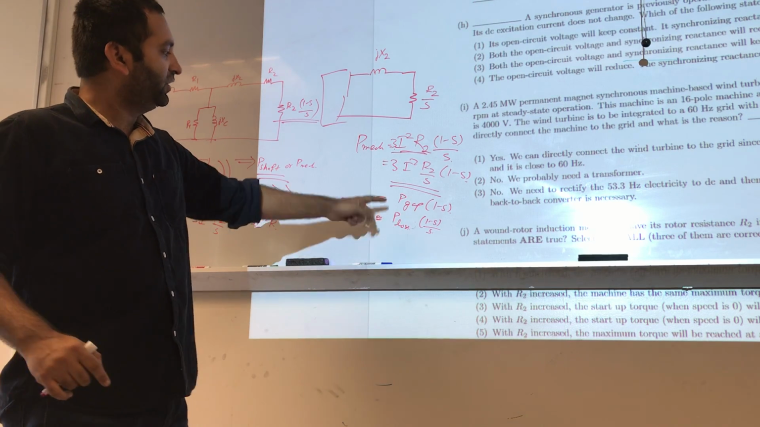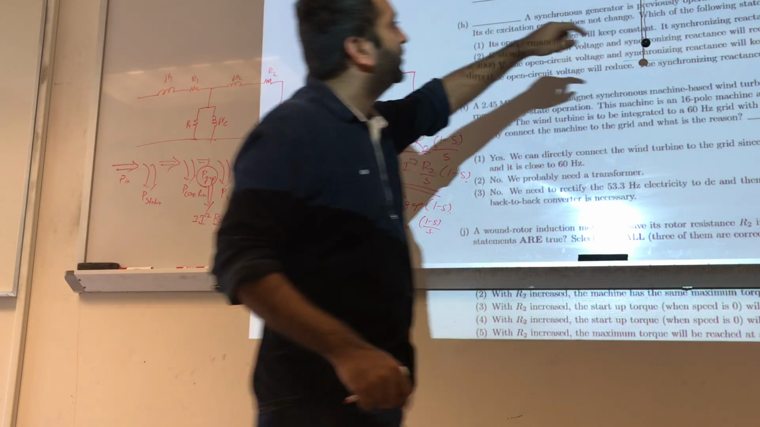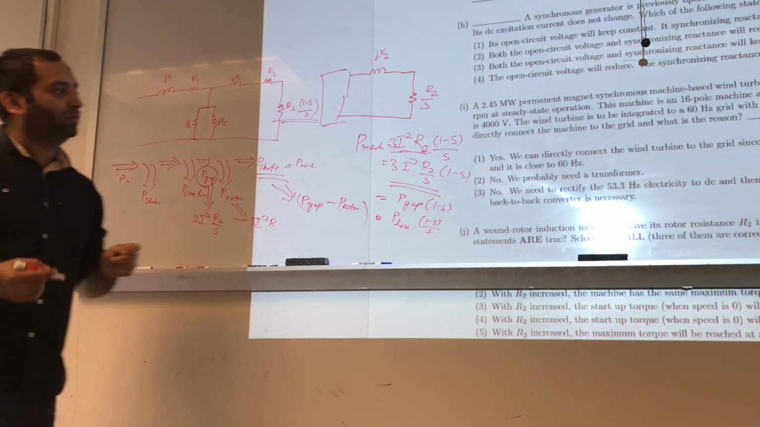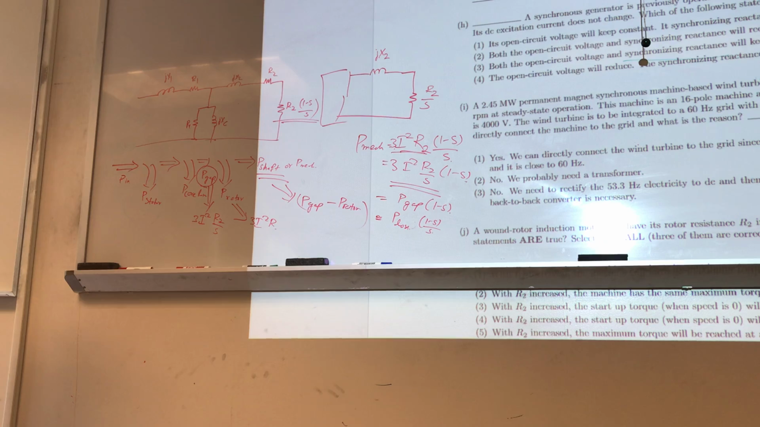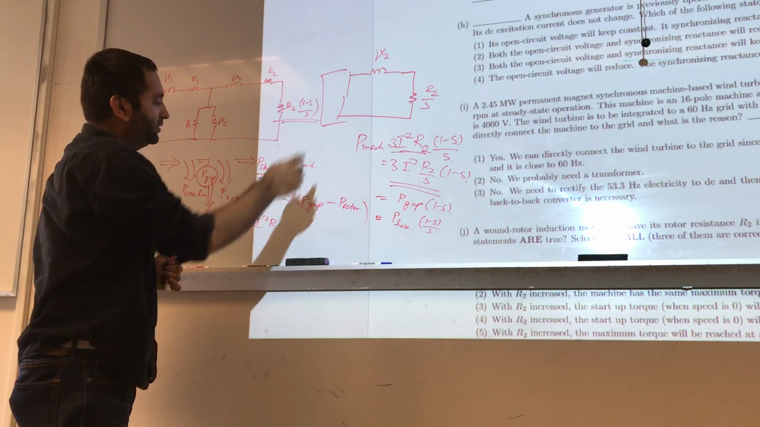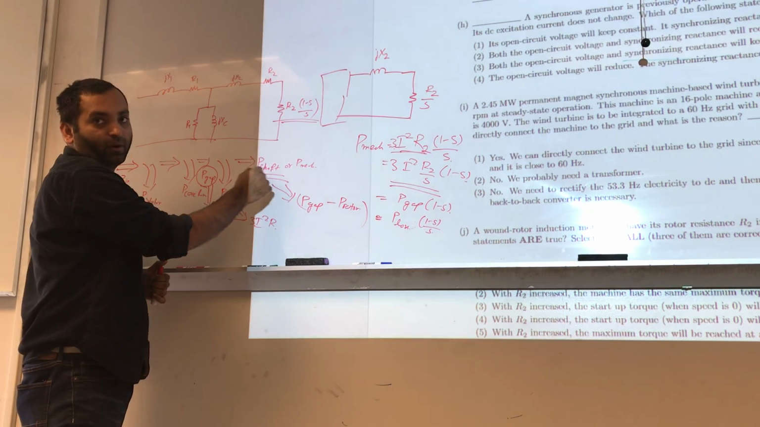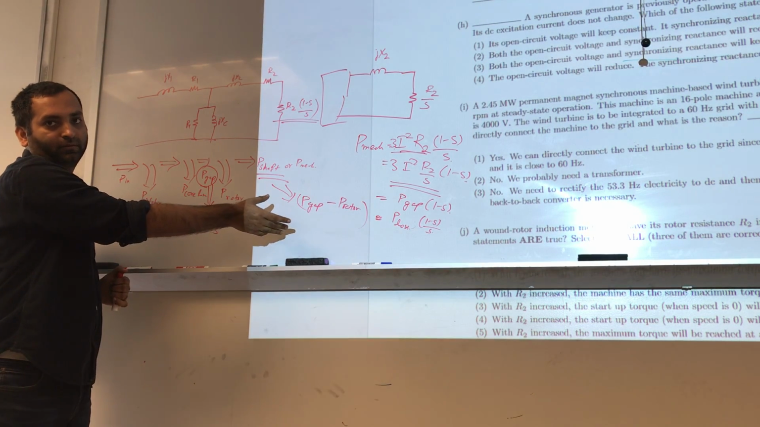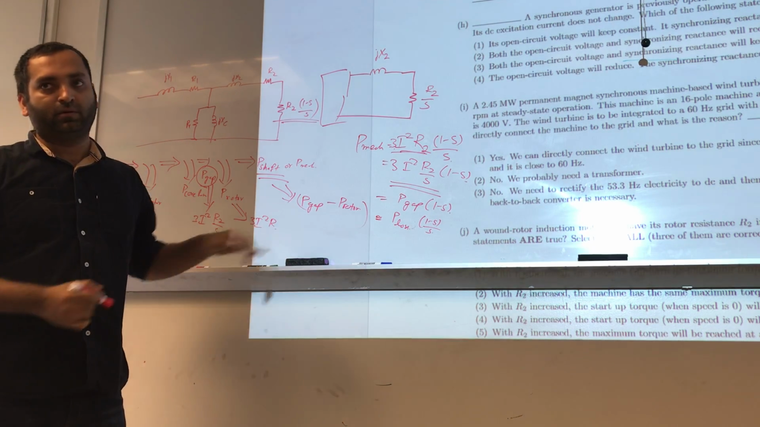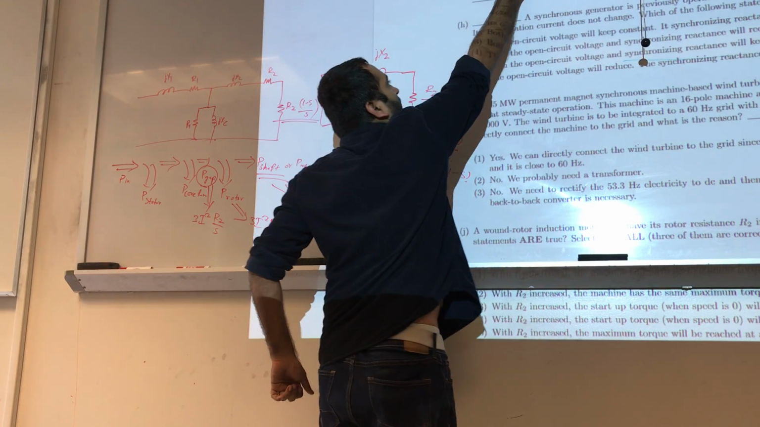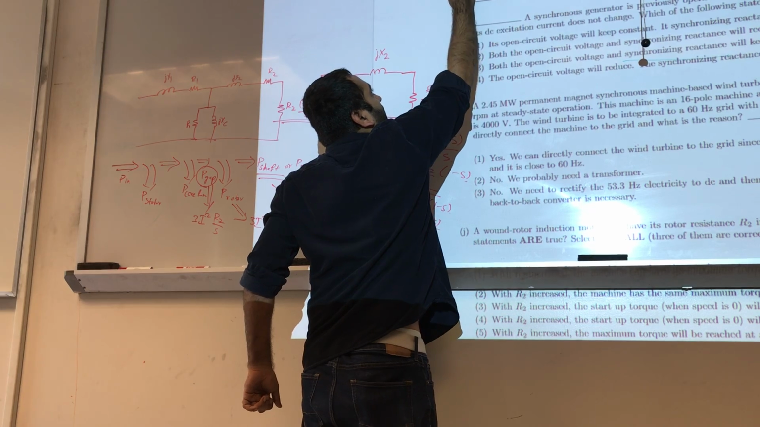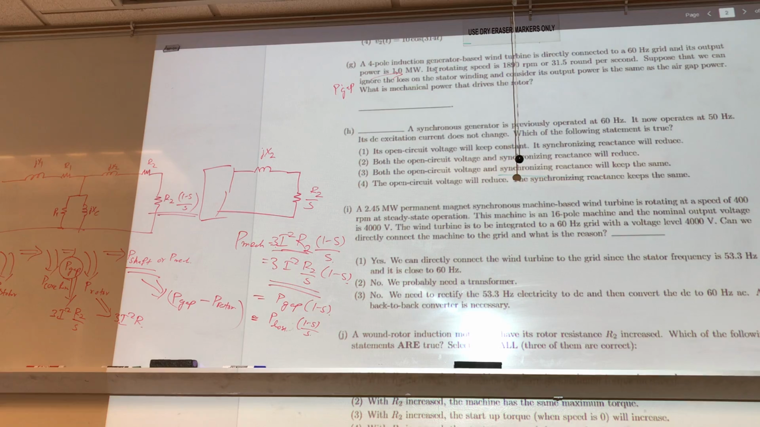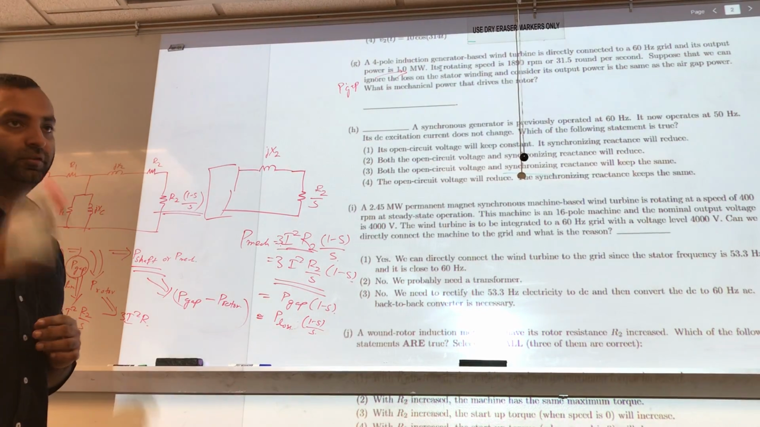Now you have to find which one is given. You can see the output power is 1 megawatt. So what is output power? Output power is whatever the shaft power is, minus the rotor power. So it's just P air gap. So the output power is P gap, and P gap is given. We always consider output to be P gap.